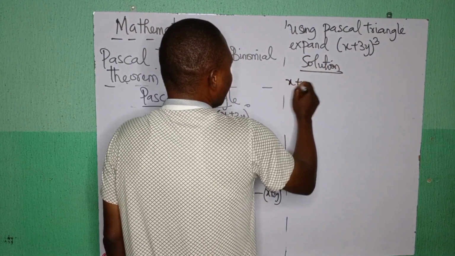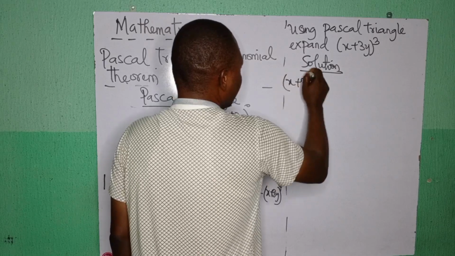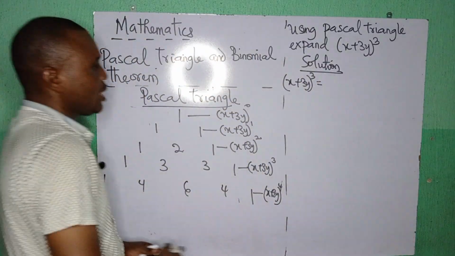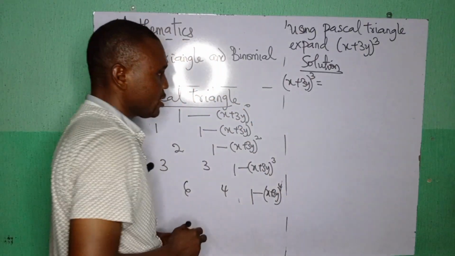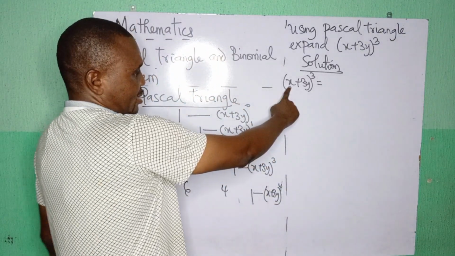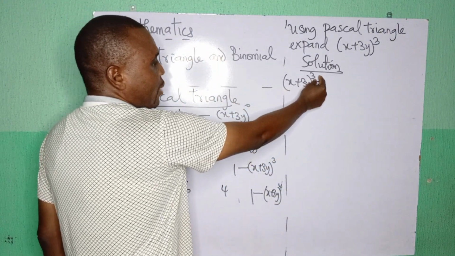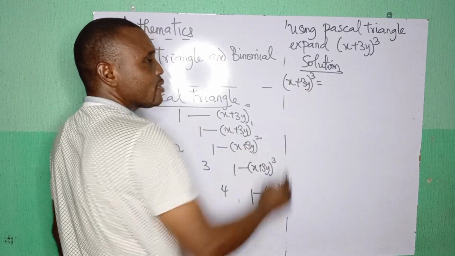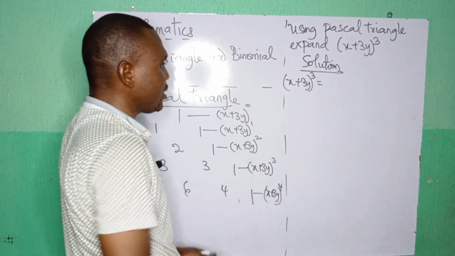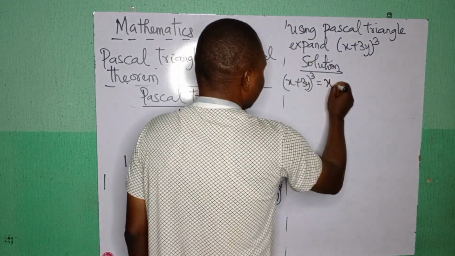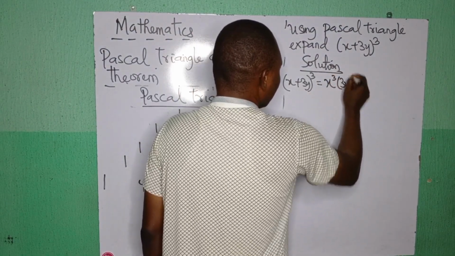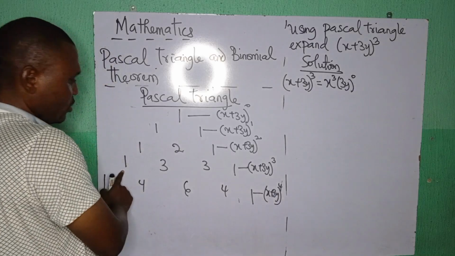If I have x plus 3y raised to the power of 3, so I want to expand this. Okay, so using this, now watch out for this. This will carry the power here, while this other value here will carry the power 0. Okay, so watch. This is x raised to the power 3, then 3y raised to the power of 0. Okay, so I'm done with this.